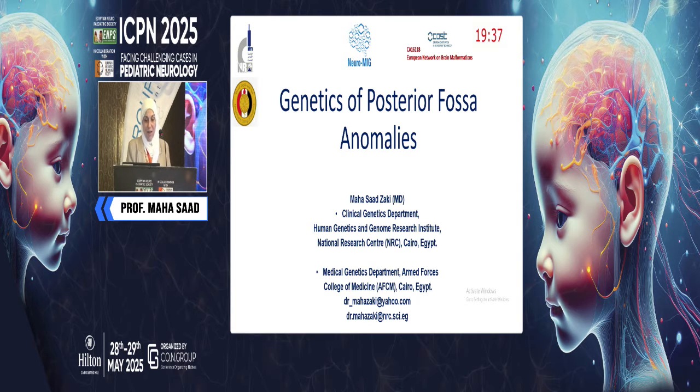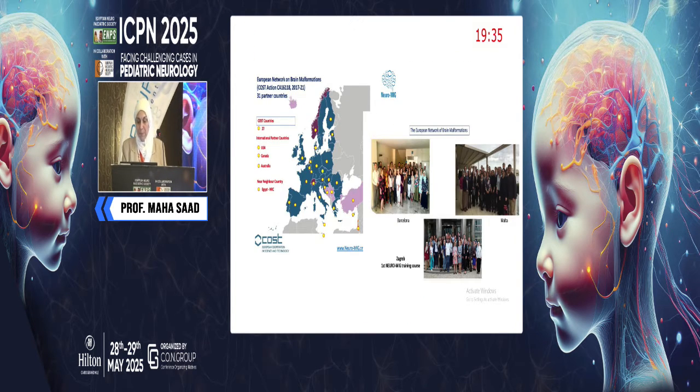أنا هتكلم على الجينيتكس of posterior fossa anomalies. أنا كان يعني I was one of the European network of brain malformation، والحقيقة I was honored to be there. The COST action consists of all Europe, and they have other partner countries outside of Europe, like USA, Canada, and Australia, and Egypt was one of the neighbor countries that participated in this huge event on brain malformation.